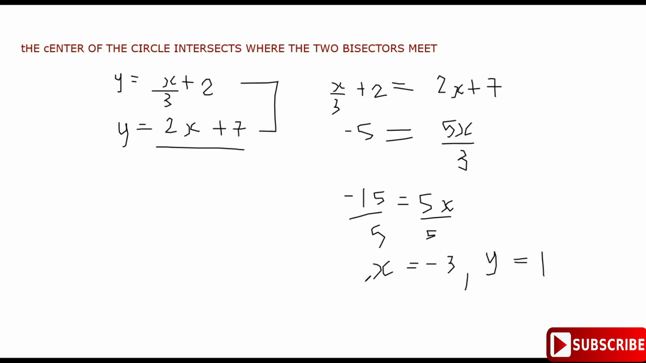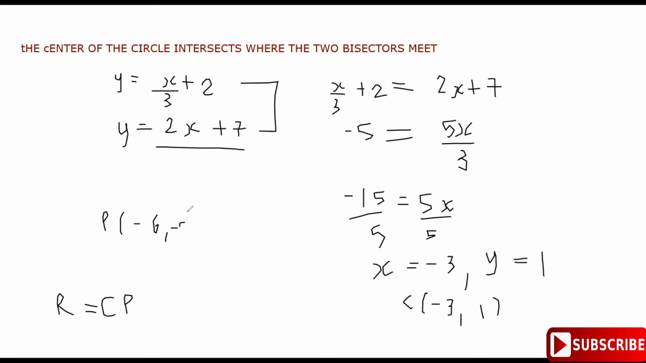Now that we found the center of the circle, the radius r is going to be equal to the distance from the center. The center is negative 3, 1. So the radius r is equal to CP, where P was the point negative 6, negative 5.